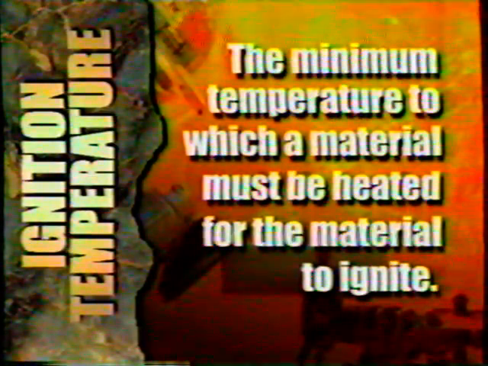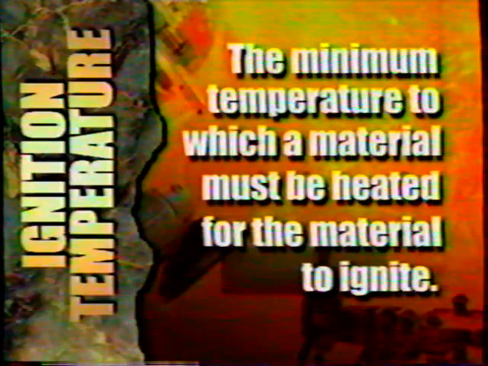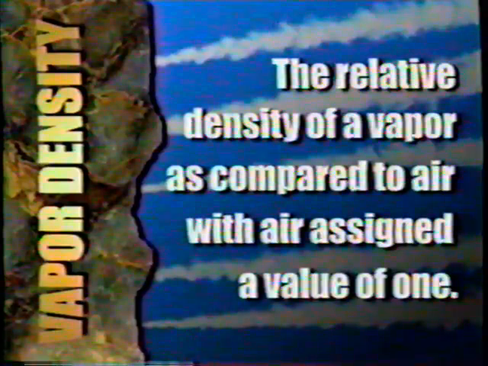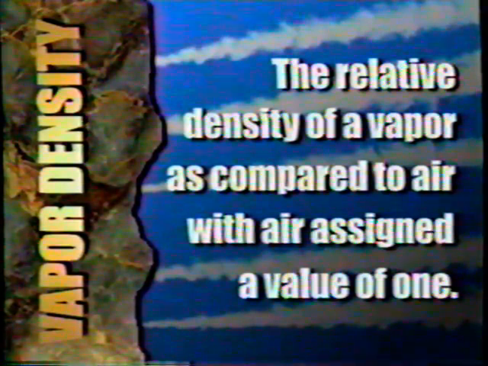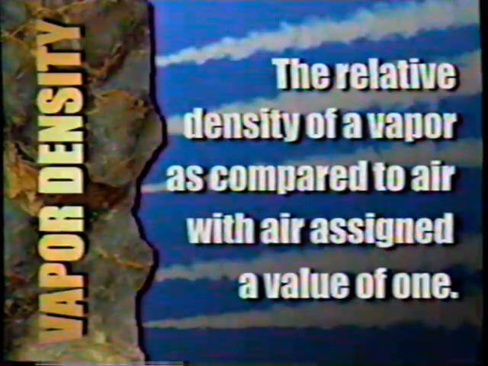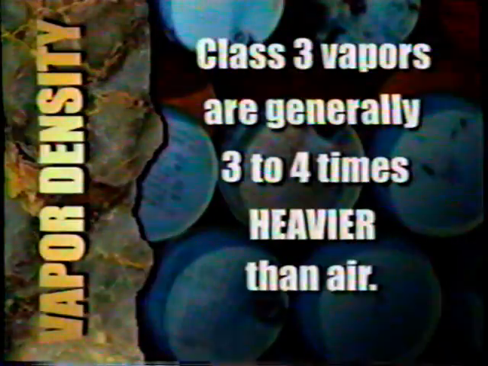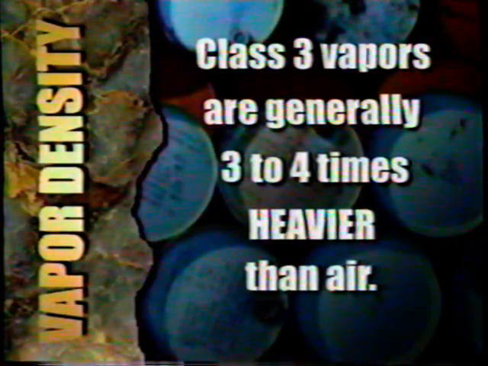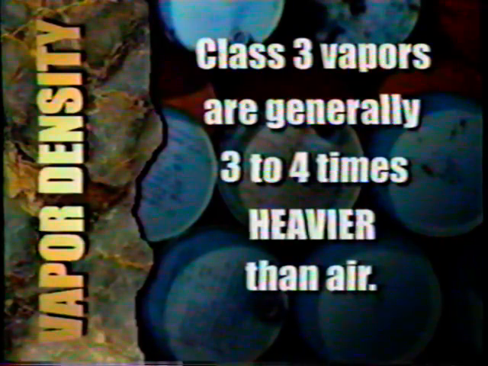Ignition temperature is the minimum temperature to which a material must be heated for it to ignite. You may be able to extinguish a cigarette in gasoline, and you may ignite vapor with a toaster. Vapor density is the relative density of a vapor as compared to air, with air assigned a value of 1. As the surface area of the spill increases, the concentration of vapor increases. Density values for the majority of DOT Class 3 liquids are 3 to 4 times heavier than air.